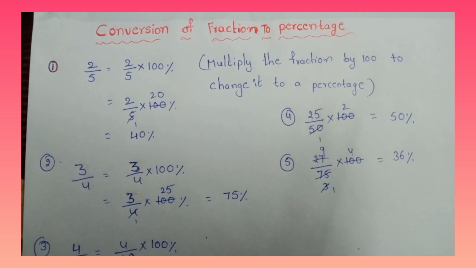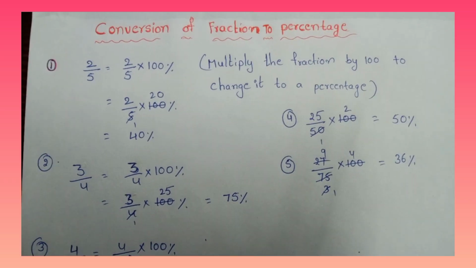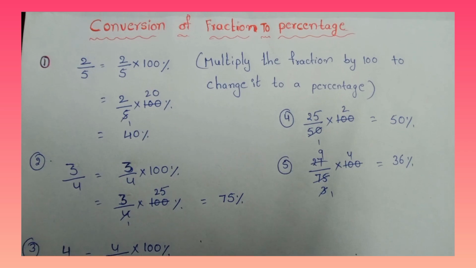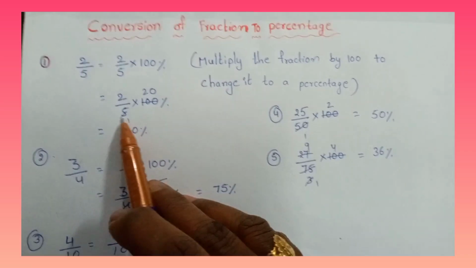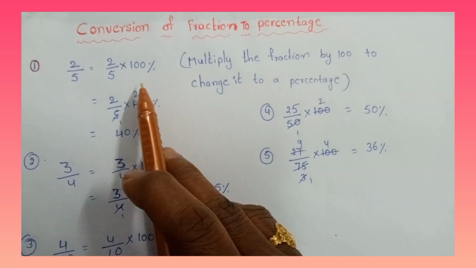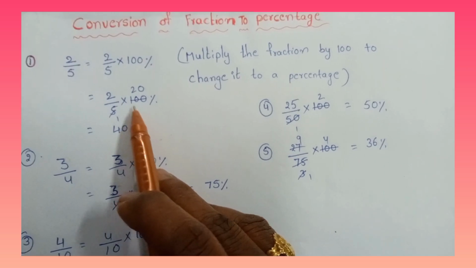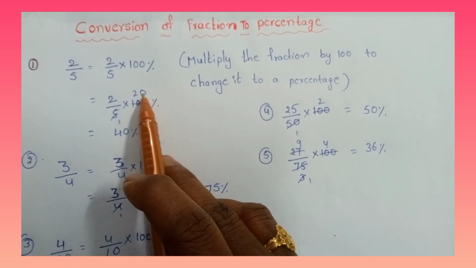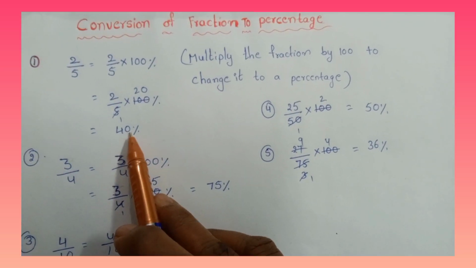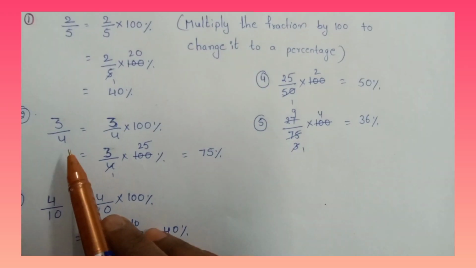So now simplify 2 by 5 into 100. Reduce the fraction. 5 ones are 5, 5 twenties are 100. So 2 into 20, 2 twenties are 40. Then we will go to the next one.